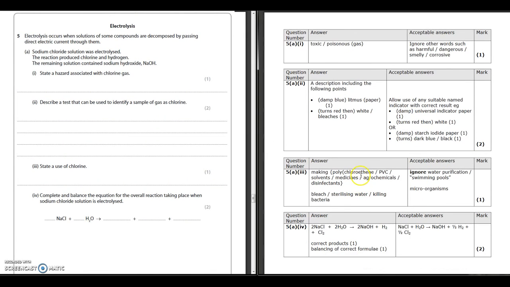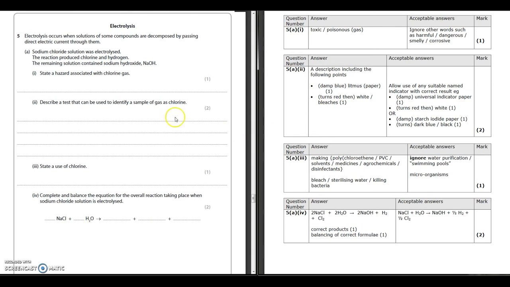Hazard of chlorine, it's toxic, it's poisonous, that's nice and simple. Test for chlorine, don't put squeaky pop, don't be a muppet. Damp blue litmus paper, you can get away with litmus paper, but let's be good at this. Damp blue litmus paper turns red because it makes an acid, and then white because it bleaches it. So, you can get away with litmus paper turns white, but let's be good.